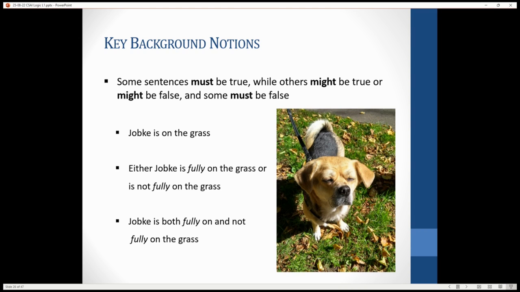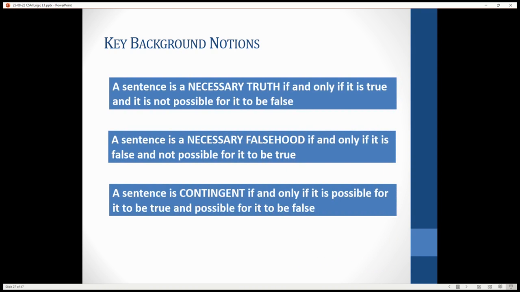Again, we can quibble about the case, but hopefully you can see the basic idea. Some look like they hold on to truth no matter what. Some look like they hold on to falsity no matter what, and some look like they can go one way or the other. So let's give some definitions. We'll say a sentence is a necessary truth if and only if it's true, and it's not possibly false. That is, it's not just true, but it's always true.